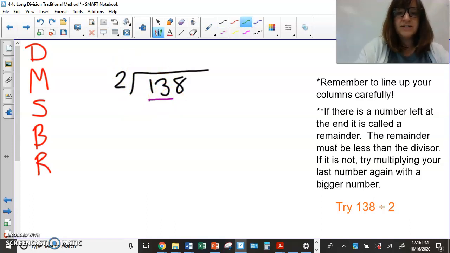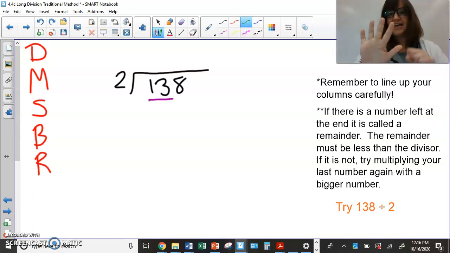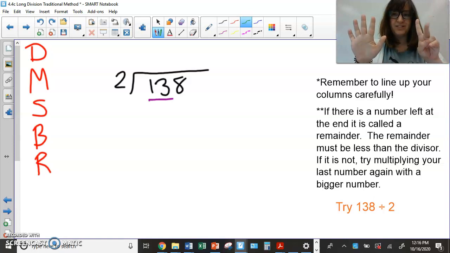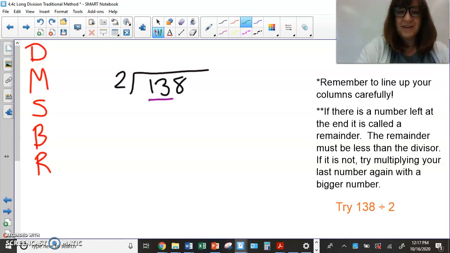So 2 goes into 13. 2, 4, 6, 8, 10, 12, 14. 14 is too big. So it goes into it 6 times. Okay, so I've divided. Now I'm going to multiply. 6 times 2 is 12.